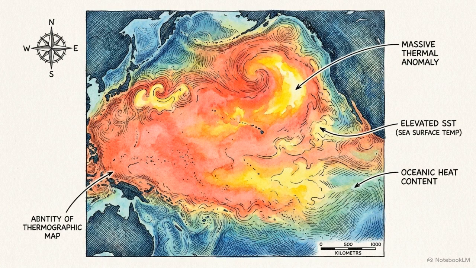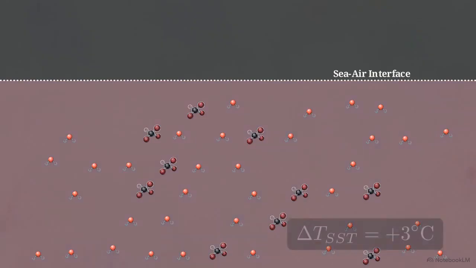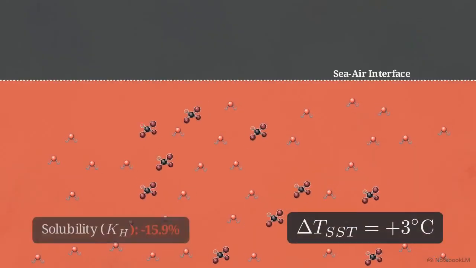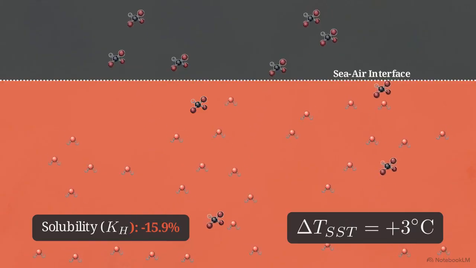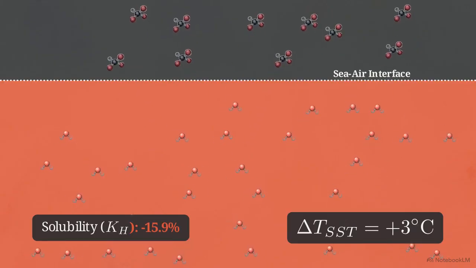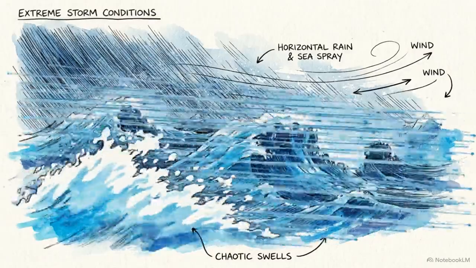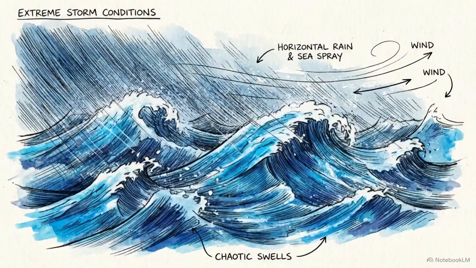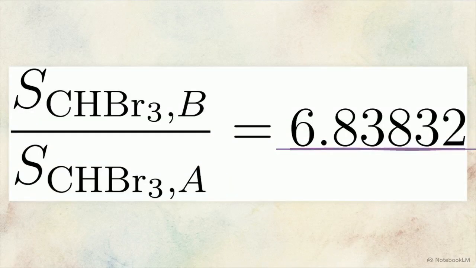We can model the exact thermodynamic forcing of a marine heat wave by applying a positive 3 degrees Celsius perturbation to the sea surface temperature. Following the Van't Hoff equation, that specific thermal shift decreases the solubility coefficient of the water by 15.9%. The warmer ocean physically loses its capacity to hold dissolved bromoform, forcing the gas toward the surface. We couple that heat wave with the kinematic forcing of a storm, increasing the surface wind speed from 5.0 to 12.0 meters per second. The model diagnoses the result of this combined forcing.